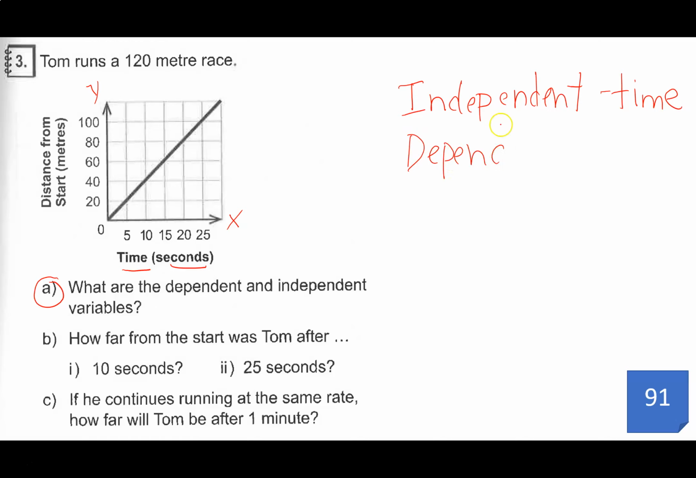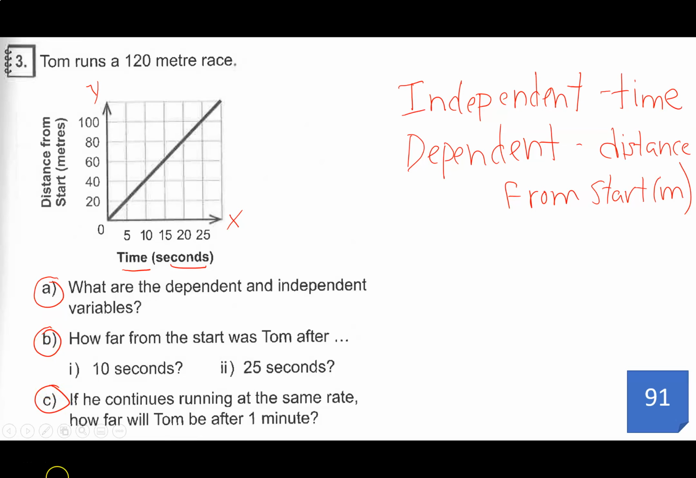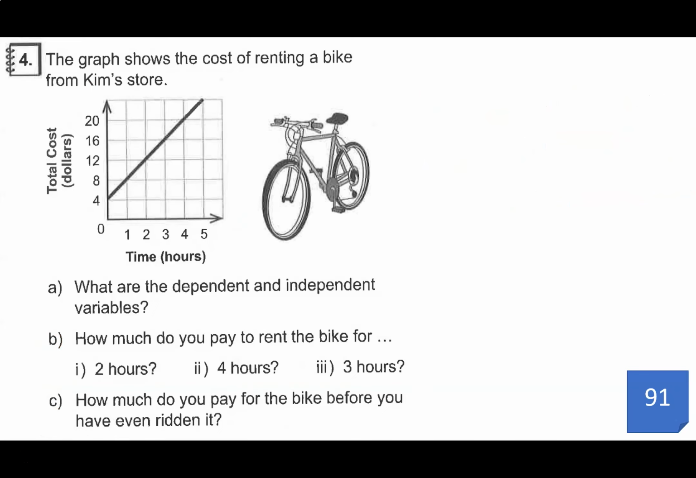The dependent variable is most often listed on the y-axis, and it is the distance from start in meters. All right, does that make sense? Certainly does. The distance from the start depends on the time the person has been running. Please answer questions B and C on your own. Question 4 is about the cost of renting a bike. Please try question 4 on your own.